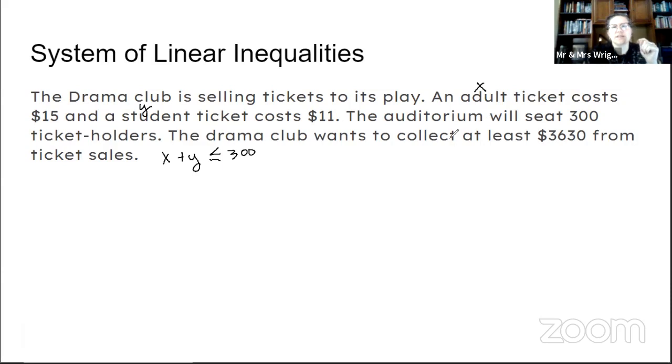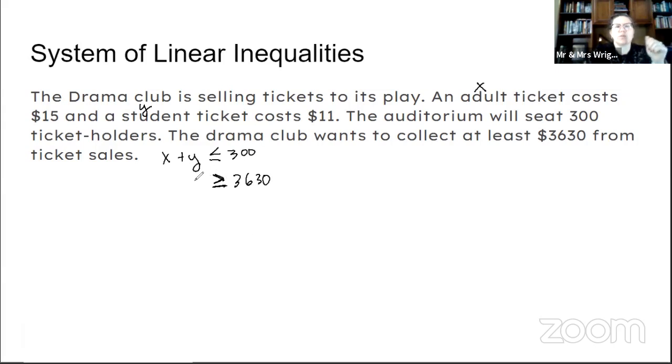Now, it says that they want to make at least this much money, 3630. So does that mean that they can make exactly that much money? Yes, it does. So we're going to put that little equal sign there. Does that mean they want to make less than or more than that much? Well, they want to make more than that much money. So we're going to have greater than or equal to.